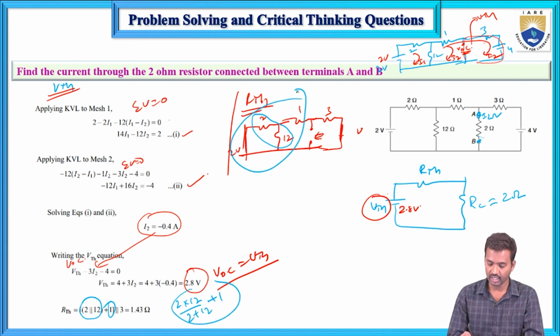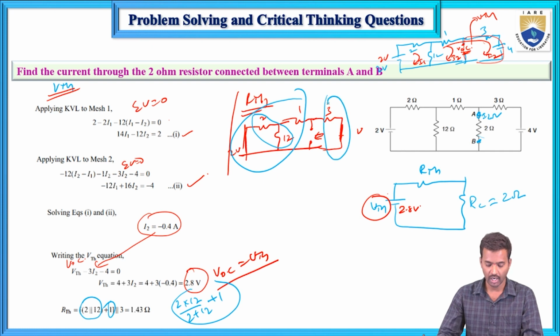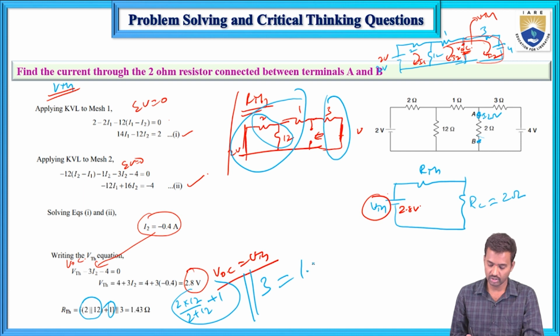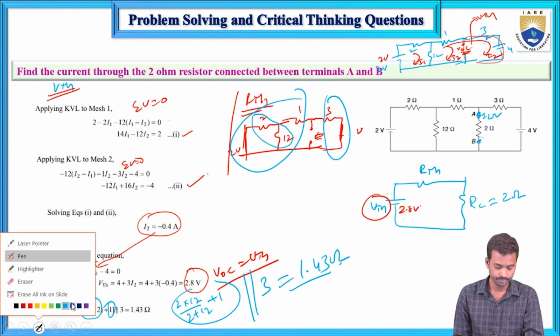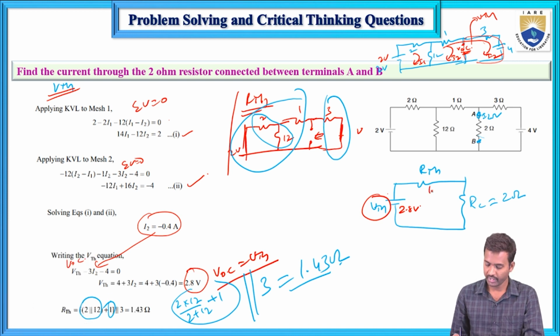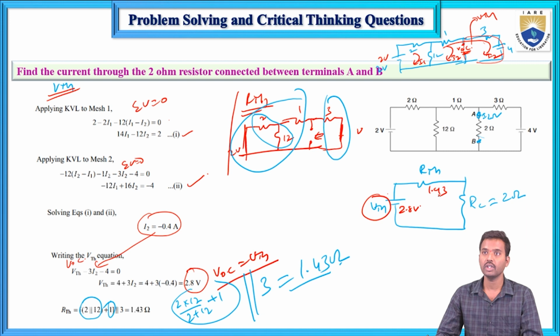After that, this entire circuit and this 3 ohms are connected in parallel. This is the parallel combination. The simplification is that this entire part is connected in parallel with the 3, and that one is 1.43 ohms. Now we have the RTH, VTH and RL.